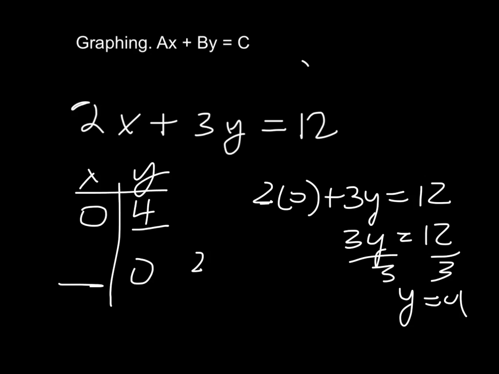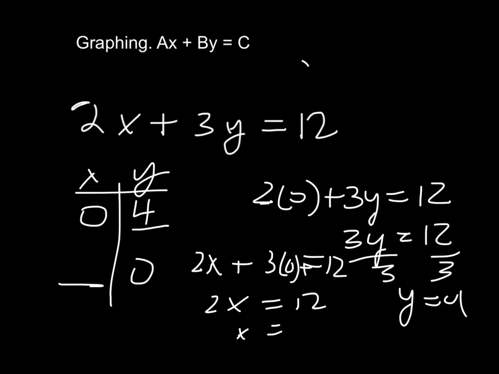So you have 2x plus 3 times 0 equals 12. And therefore 2x equals 12. X then equals 6. The point 6, 0 is the other intercept.